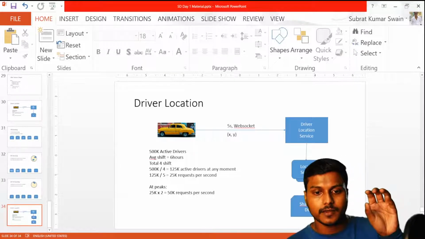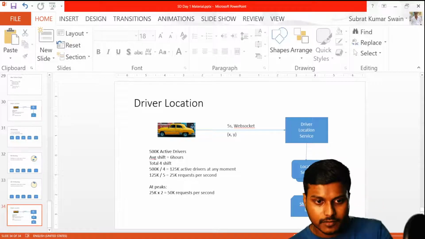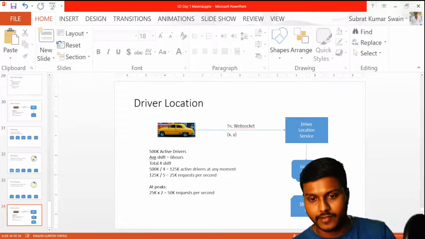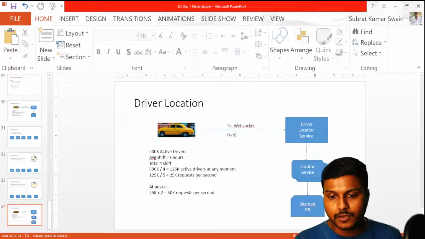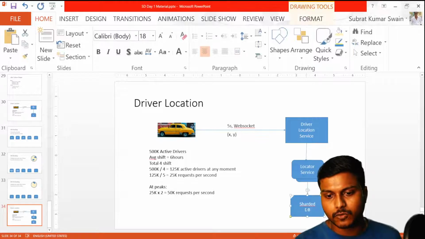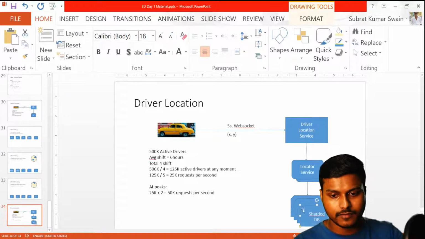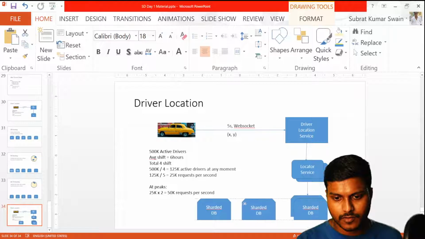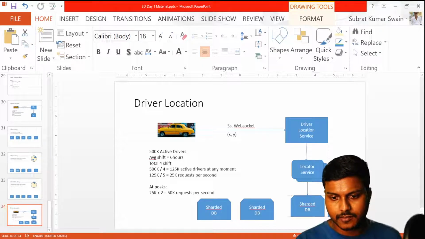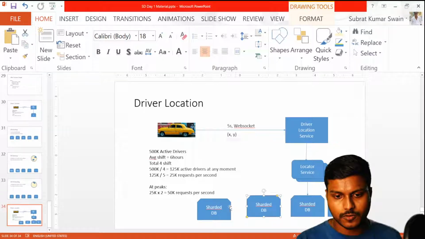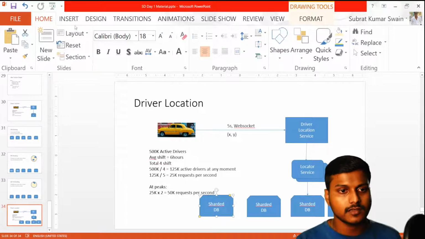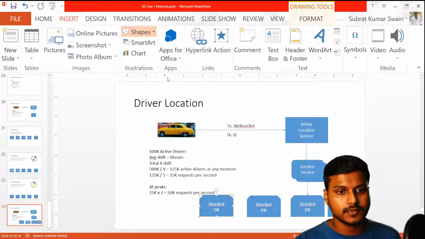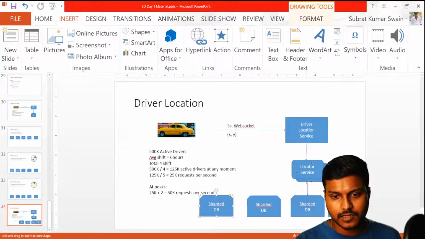The location of the driver that is fetched, it would map it to the particular shard of the DB, and send it to that particular DB. I have written only one here actually. You can think of these 2, 3 shards which we have created earlier. I hope you are understanding what I'm doing, guys. And you can think this shard can actually communicate with the others.